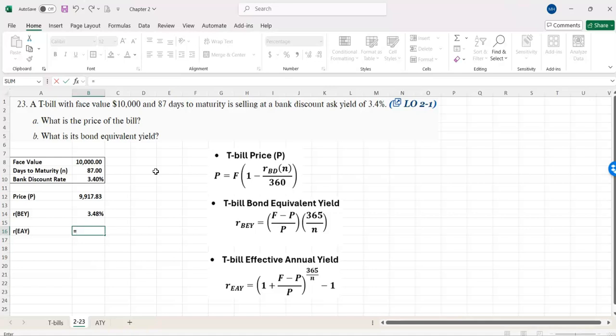So equals 1 plus, we need parentheses, face minus price, divided by price. There we go. And then a caret for the exponent, we'll need parentheses, 365 divided by our 87, close parentheses, minus 1, 3.52%. So we calculated price, bond equivalent yield, and effective annual yield, even though the question doesn't ask for it.